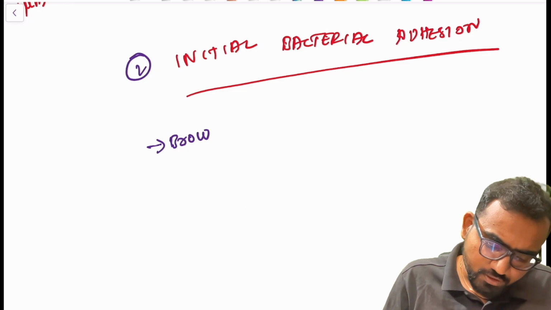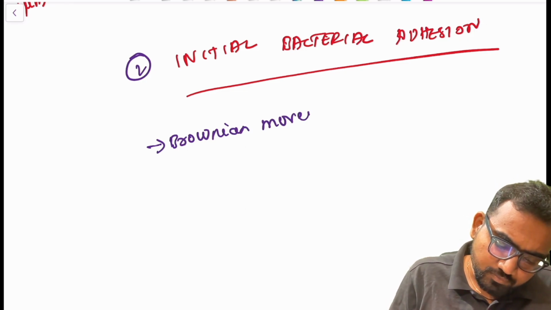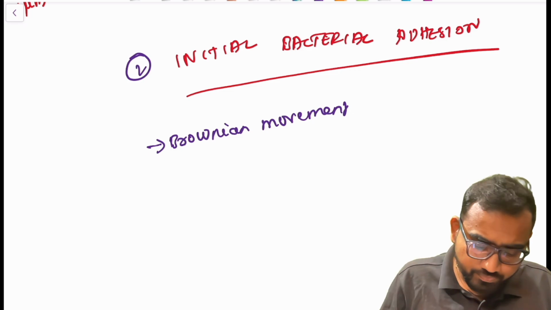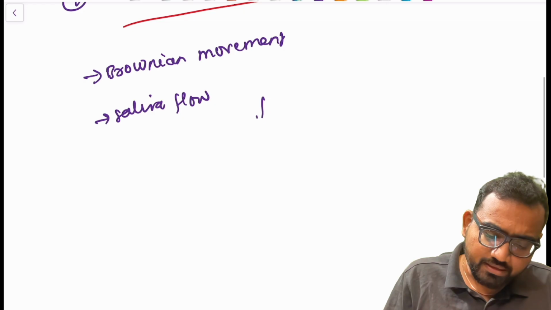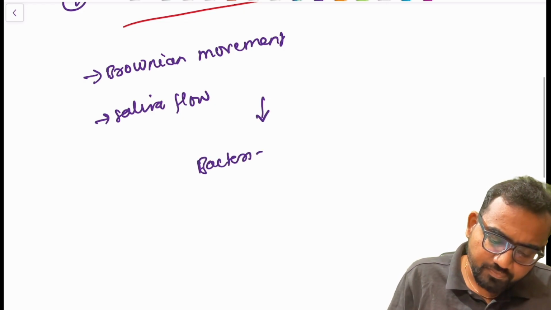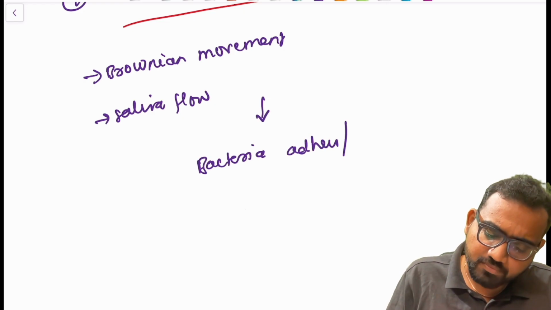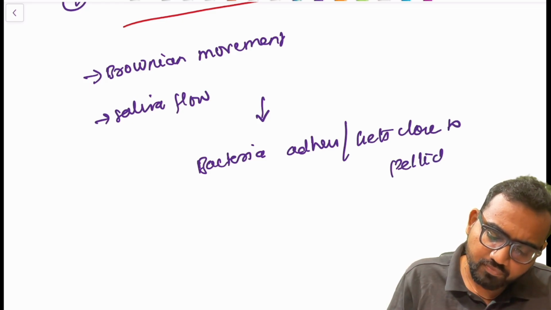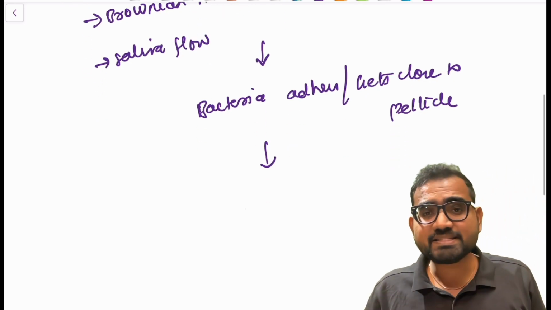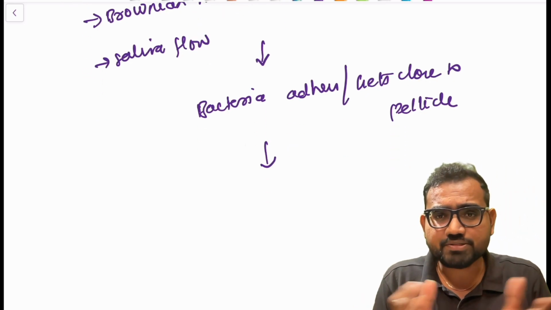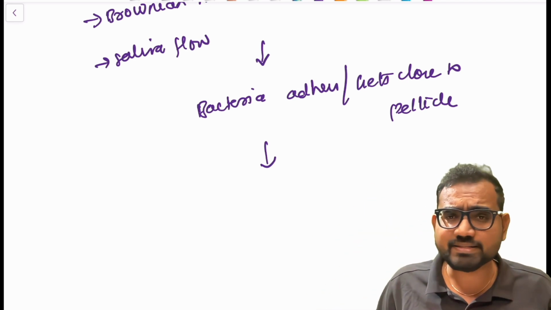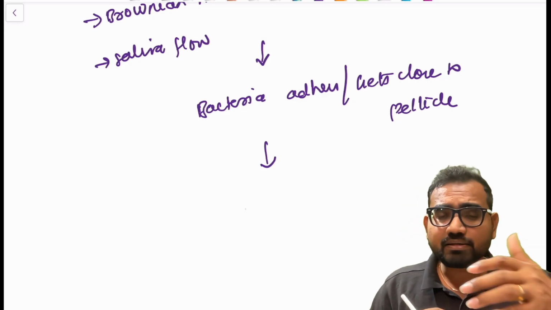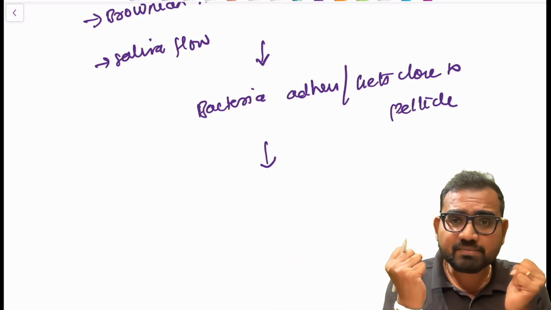Okay, so this is the second step. With the help of Brownian movement, that is the bacterial movement or saliva flow, what is going to happen is the bacteria gets close to the pellicle. As I told you, the pellicle is basically like a sticky substance. So if I put anything onto it, it will stick. If I put any dirt on a sticky floor, it sticks, right? Similarly, the pellicle, because of its sticky nature, attracts the bacteria towards it.